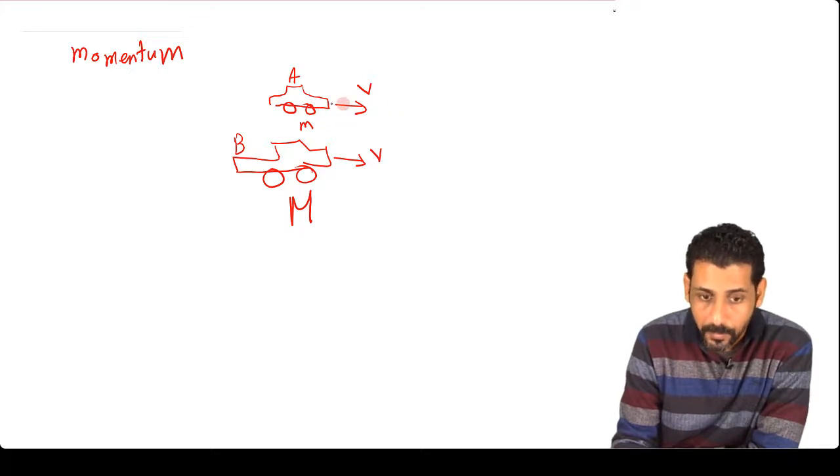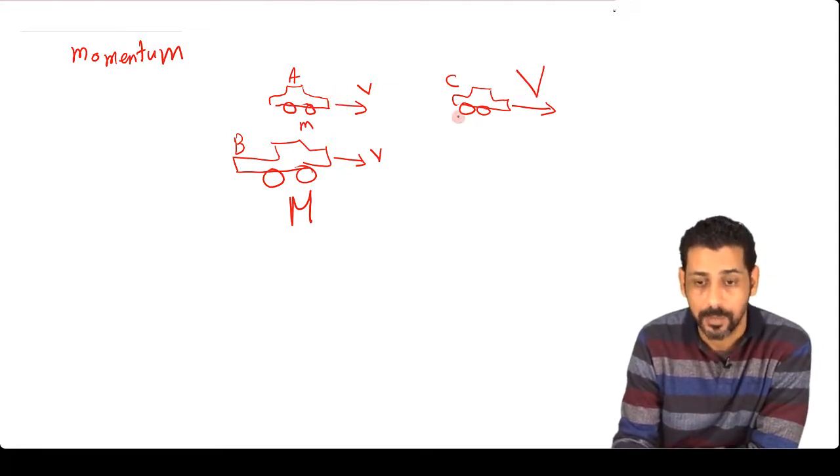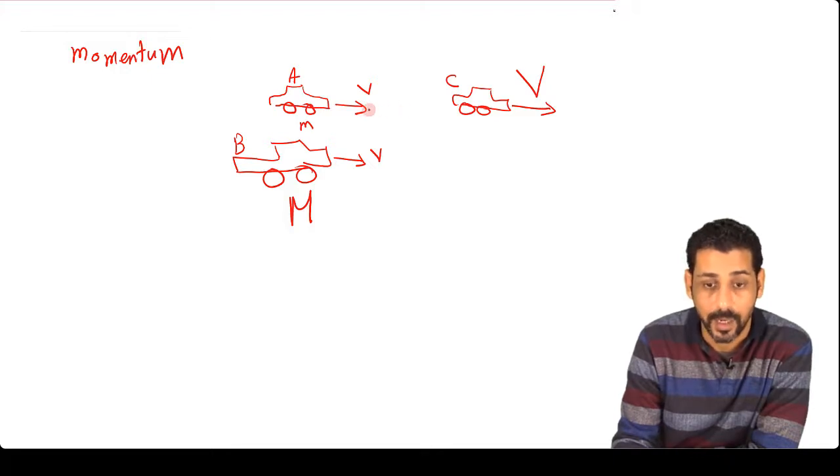Okay. If both have the same mass, we have another car here, C. A and C have the same mass, but the velocity of C is greater than the velocity of A. So which one is easier to be stopped? Of course the one which has less velocity, A, because it has less velocity, so it's easier to be stopped.